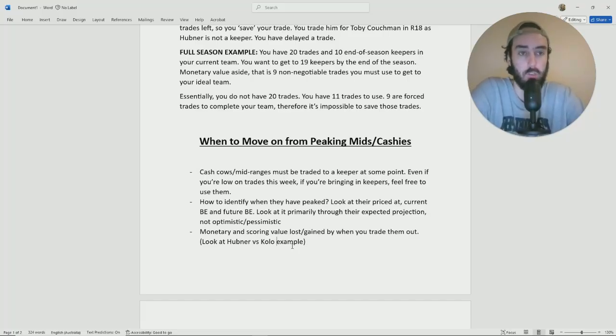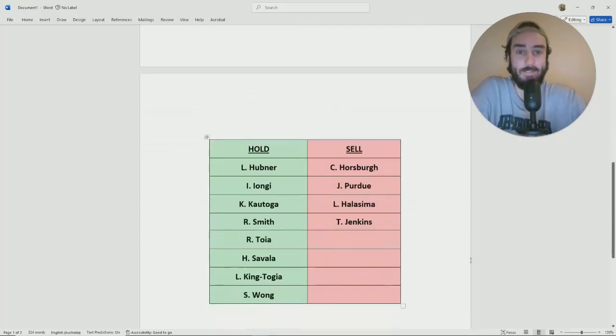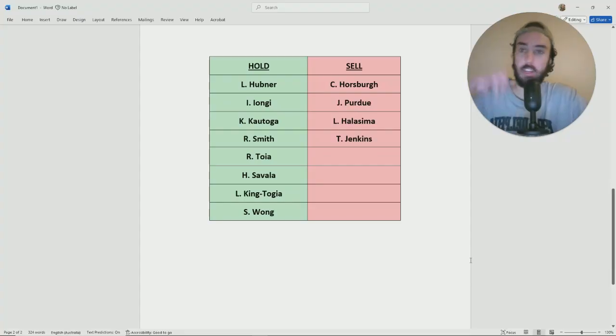It's one of those non-negotiable trades you're going to have to make at some stage. It doesn't have to be for Koloamatangi. It can be for any keeper. But Hubner out is a trade you're going to have to make, and you just want to identify if the person you're picking up is likely to exceed that value that Hubner offers you over the next couple of rounds. So hopefully that makes sense. Again, any questions, just let me know.